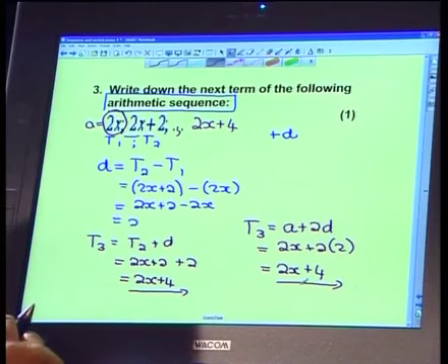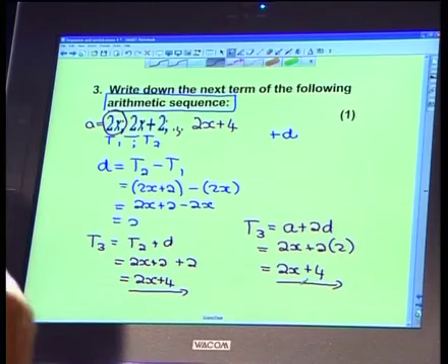So we can think of it as term 2 adding on a difference, or we can go fresh from start and say term 3 looks like a plus 2d. Let's replace our a. Let's replace our d. Right, let's have a look at the next one.